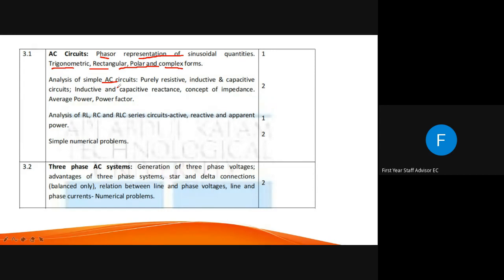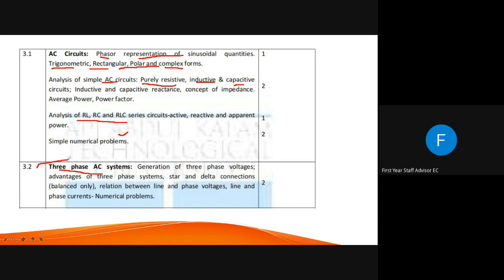It is entirely different from DC. In that case, we are going to explain purely resistive circuit, inductive circuit, capacitive circuit, and combinations of all these resistive, inductive, and capacitive. Then we are going to do some numerical problems on this analysis. That is not so difficult, easy. And then in the end, we are going to learn about three-phase AC system.